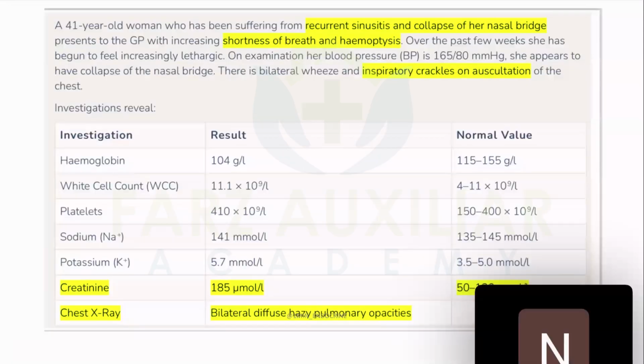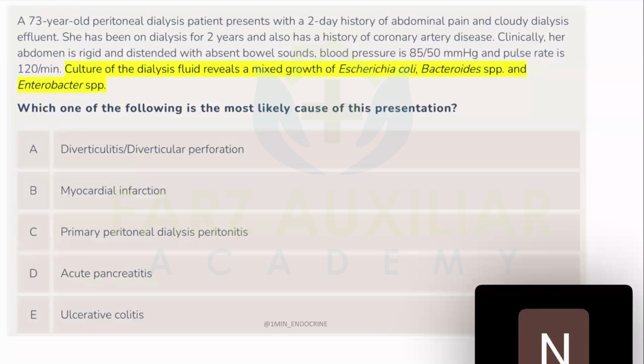The most common organism is Staph epidermidis, usually, in PD-associated peritonitis. It is a secondary infection, most commonly from skin infection, a gram-positive organism, Staph.